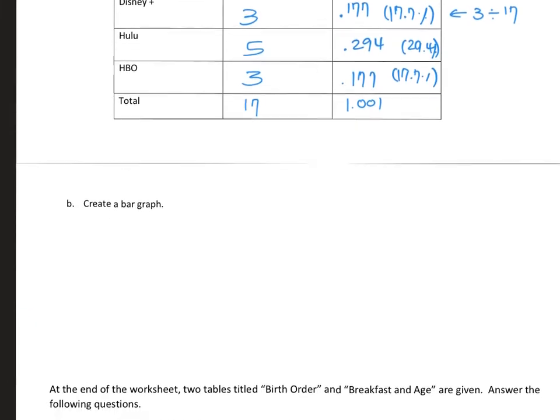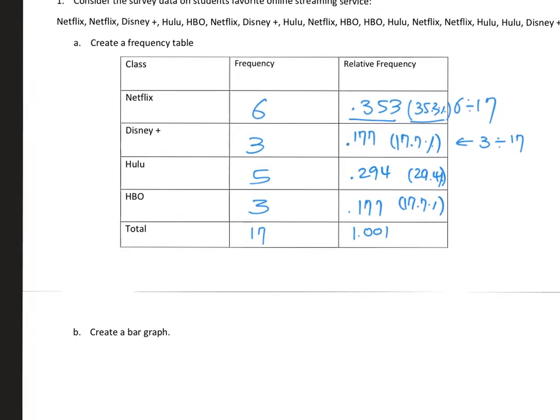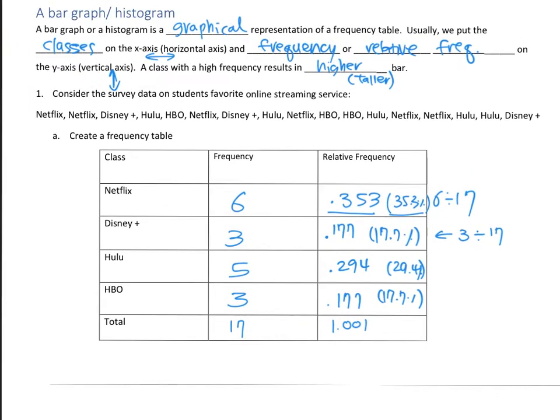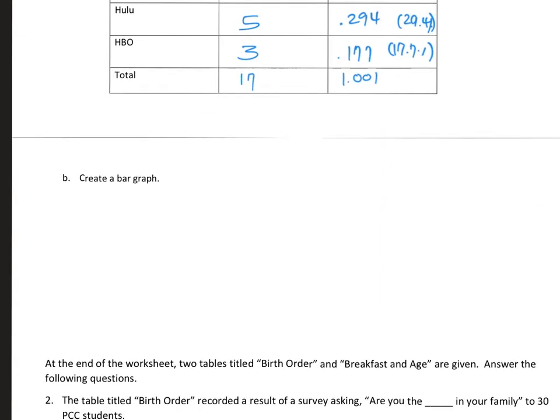Now let's look at part B, create a bar graph. So I'm going to try to represent the table graphically. So again, bar graph, the x-axis usually is going to be your classes, and then frequency is going to be your y-axis. So here I'll draw the y-axis, I draw the x-axis. Again, the horizontal axis, I'll put classes, and then the vertical axis, I'll put the frequencies, right?